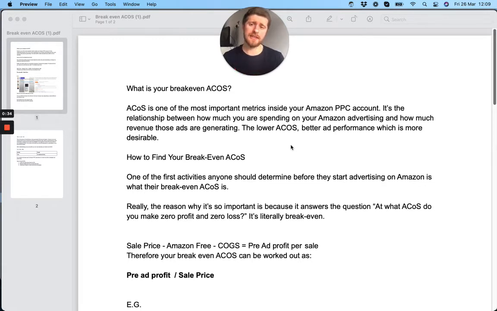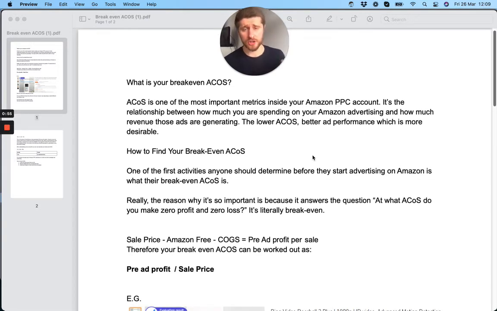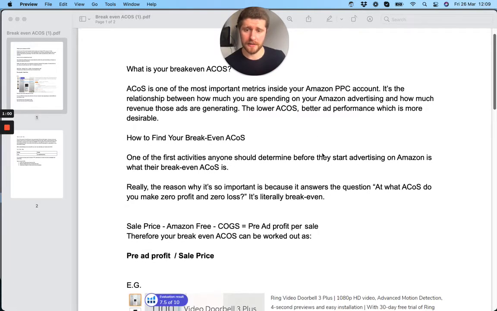As we all know, ACOS is one of the most important metrics to look at for Amazon advertising, and it's the relationship between how much you're spending on advertising and how much revenue is generated from those adverts. So obviously the lower the ACOS, the lower the advertising cost of sale, the better the ad performance, which is of course more desirable if you are a seller. So like I said, I'm just going to highlight how to work out the break-even ACOS, which should always be determined by yourself before you start advertising.